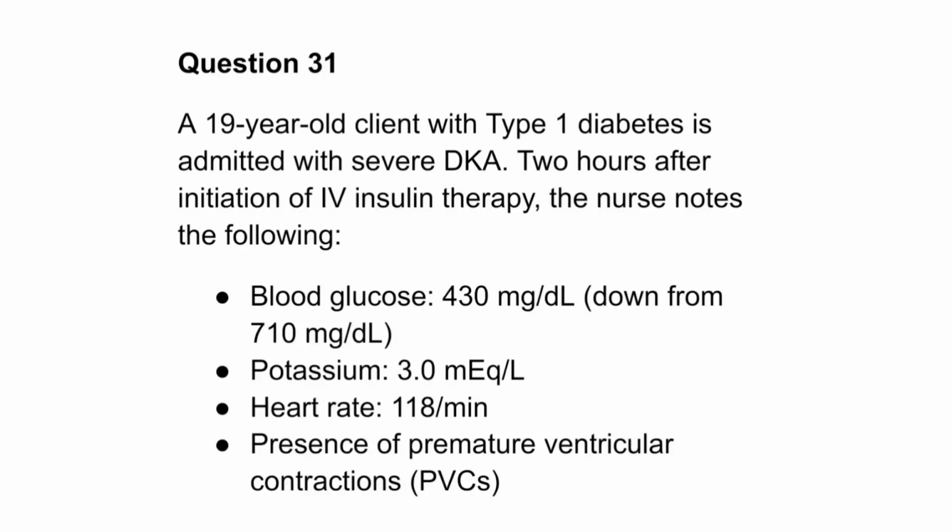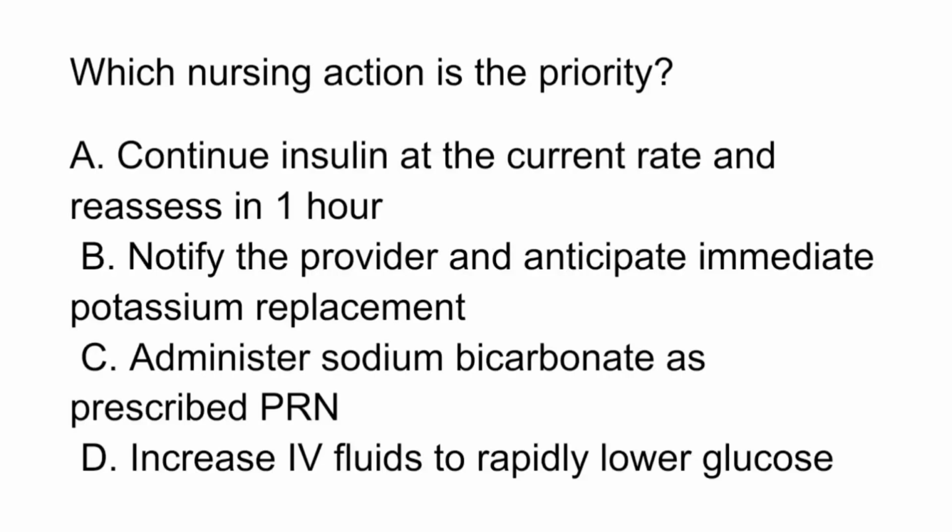Potassium, 3.0 milliequivalent/L. Heart rate, 118 per minute. Presence of premature ventricular contractions, PVCs. Which nursing action is the priority? A. Continue insulin at the current rate and reassess in 1 hour. B. Notify the provider and anticipate immediate potassium replacement.